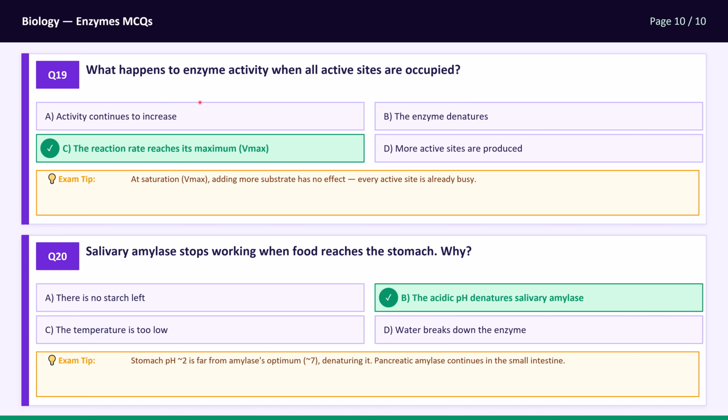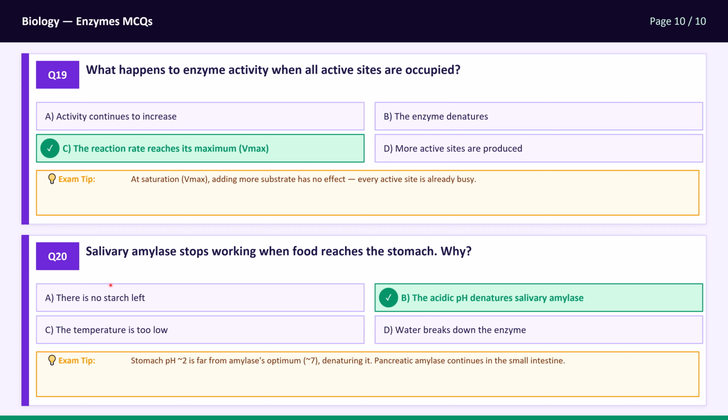Question 19. What happens to enzyme activity when all active sites are occupied? Option A, activity continues to increase. Option B, the enzyme denatures. Option C, the reaction rate reaches its maximum, Vmax. Option D, more active sites are produced. Correct option is option C, the reaction rate reaches its maximum, Vmax. Exam tip: at saturation, Vmax, adding more substrate has no effect. Every active site is already busy.